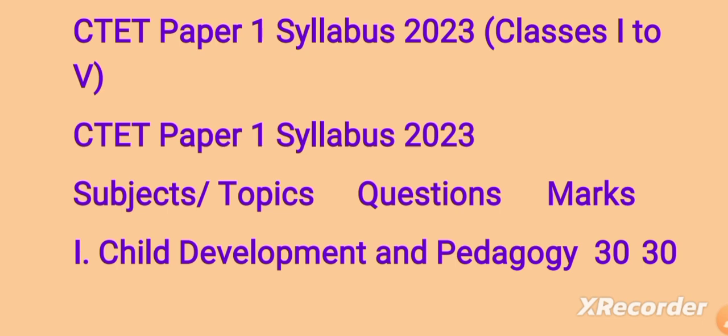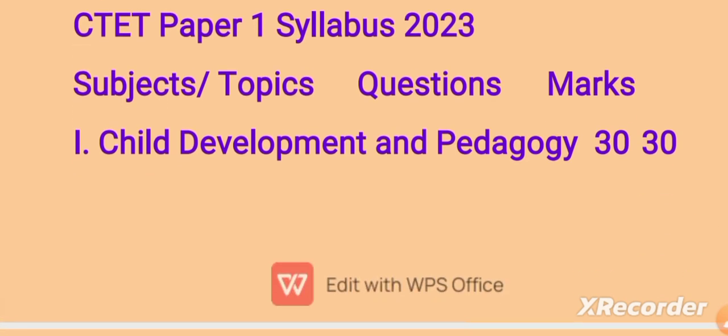CTET paper first syllabus 2023 includes the syllabus from class standard 1st to class standard 5th. In that, let's see subject, questions and marks. We have already seen in the paper first there are 150 MCQs for 150 marks. Now that 150 MCQs of paper 1 are divided into 5 sections.